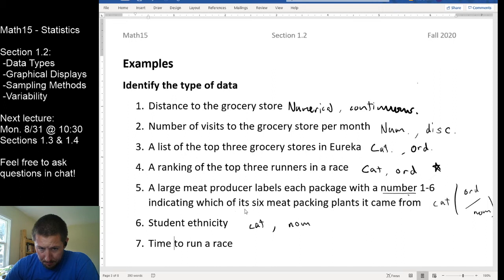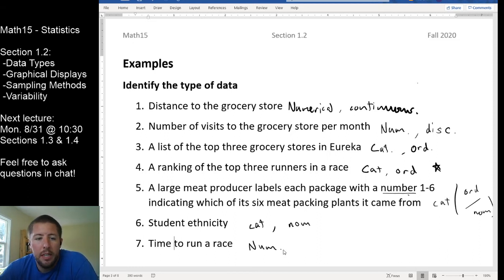Numerical, we're looking at times. So I do think we're looking at a numerical. What I want to ask is what argument could you make for this being discrete, and what argument could you make for this being continuous? And here's the way that I like to think about this.